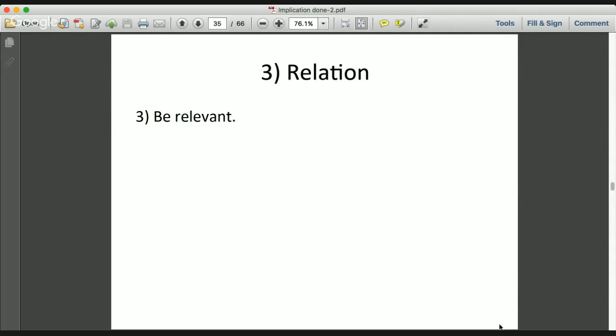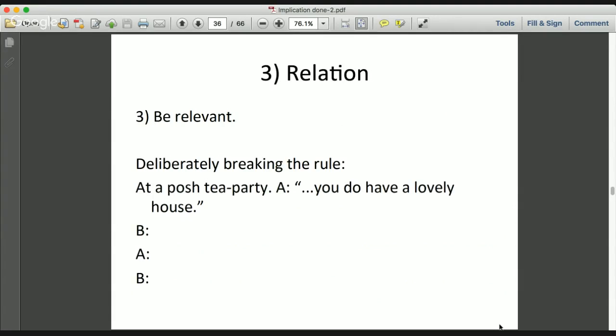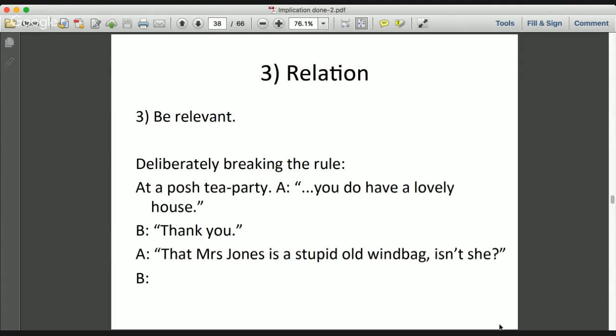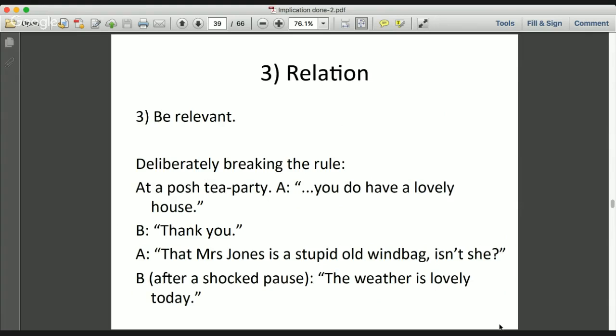Anyway, so yeah, 3, be relevant. So here's deliberately breaking the rule. This is the not being relevant exchange. So this is at a posh tea party, and A says, "You do have a lovely house," and B says, "Thank you," and then A says, "Oh, that Mrs. Jones is a stupid old windbag, isn't she?" And then everyone has a shocked pause, and then B replies, "The weather is lovely today." Right now, B is the one making the mistake here, although it sounds like A is. But B's response, the final thing, isn't relevant to what A said.